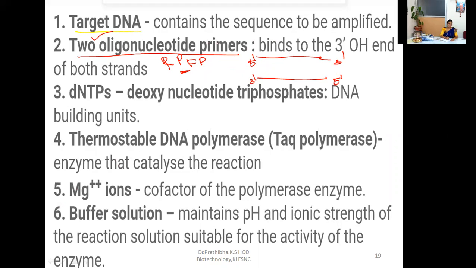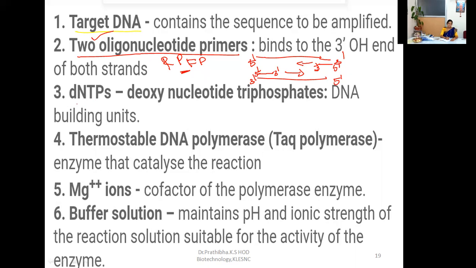The primers go and attach. So primers attach to the 3' end. Here one 3' end and here another 3' end. When this is the 3' end, this will be 5' and this will be 3'. If this is the 3' end, the opposite end will be the 5' end and this will be the 3' end. So what is the job of the primers? Two oligonucleotide primers go and bind to the 3' hydroxyl ends of both strands. We can call this the forward primer and this the reverse primer.